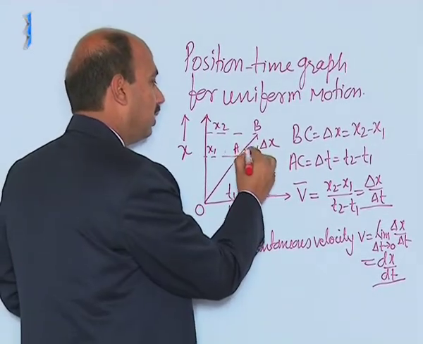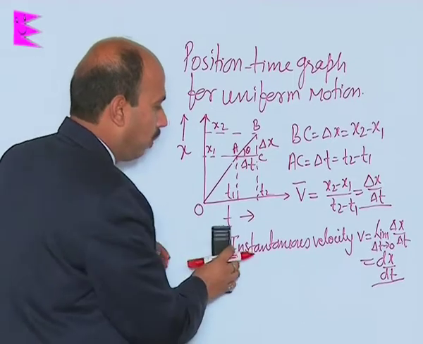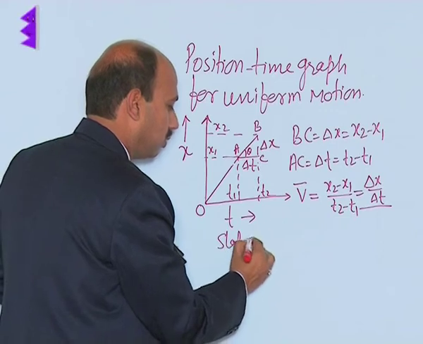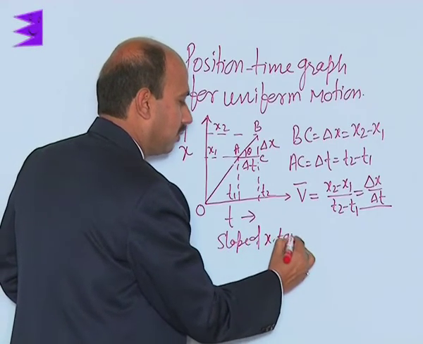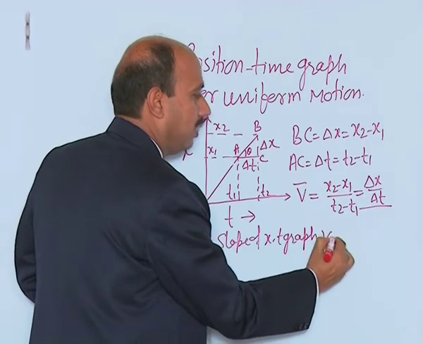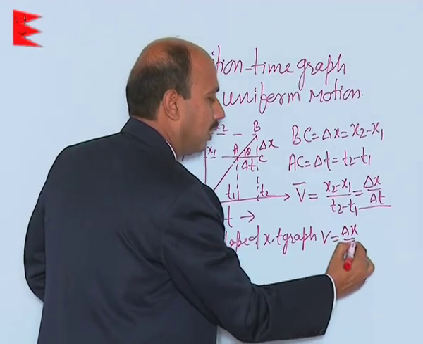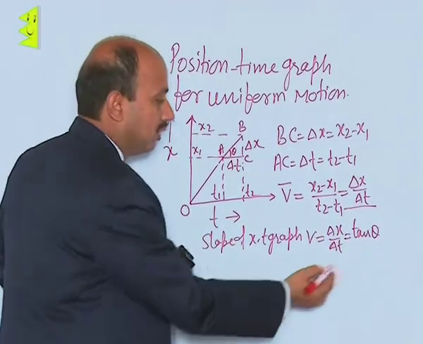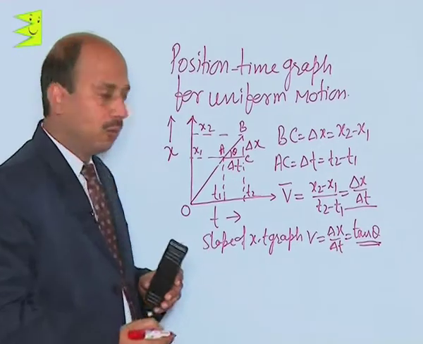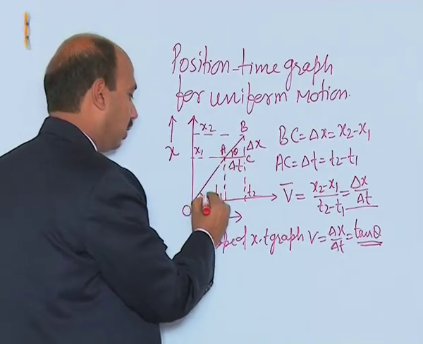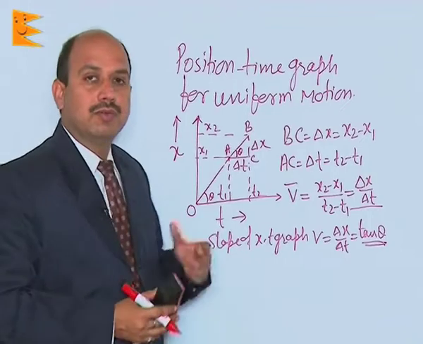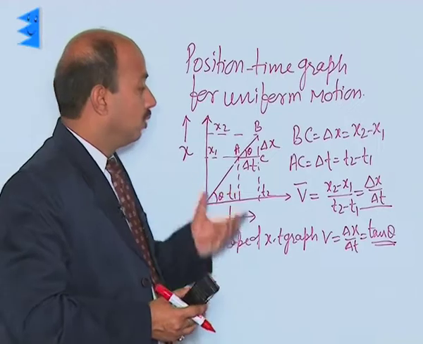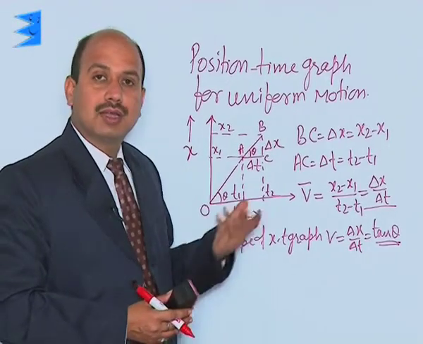So, here we take theta. Now we can write the slope of the xt graph: v is equal to delta x upon delta t is equal to tan theta. So, this tan theta basically tells the slope. Whether you take this angle theta or take here theta, this theta remains the same, therefore the speed also remains the same. So, just by seeing theta you can tell which graph or which body has greater speed.